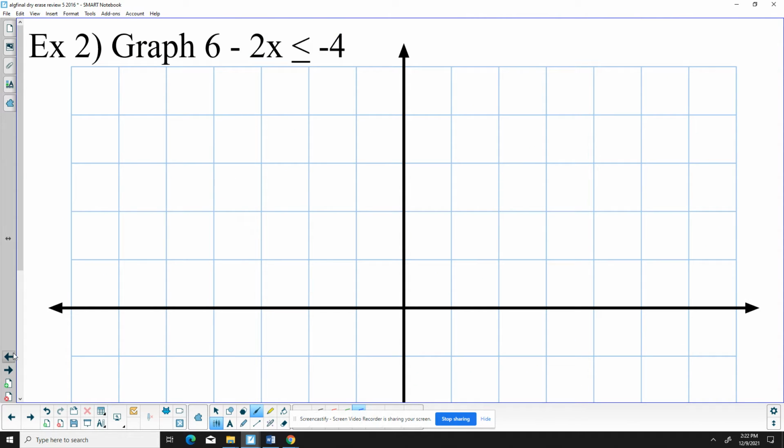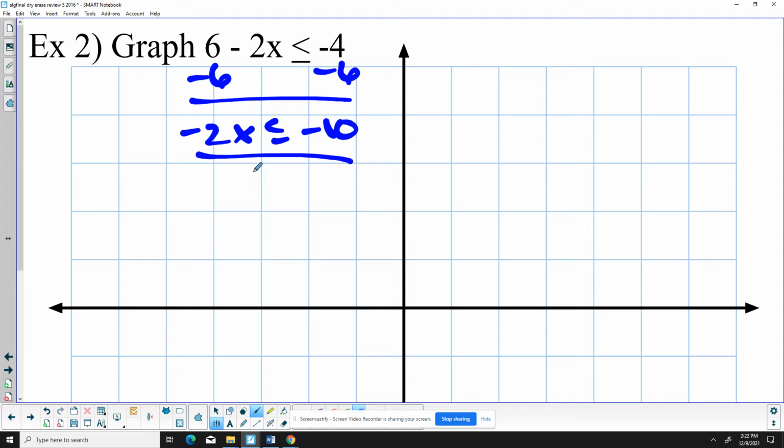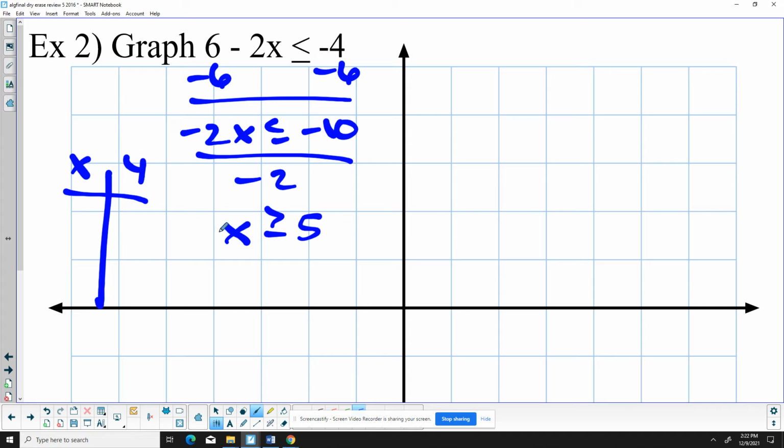All right, here I need to solve for x because there is no y. So I'm going to subtract 6 on both sides and divide by -2. So when I divide by a negative, I flip it and that becomes 5. If I'm not sure, I can make myself a table. Y is always 5, or excuse me, x is always 5.